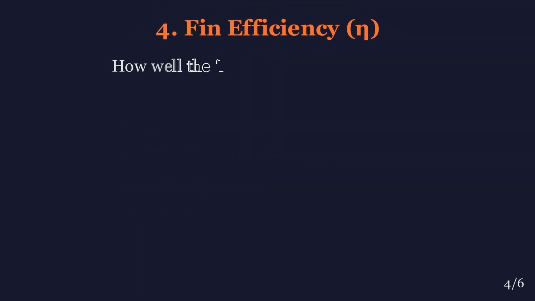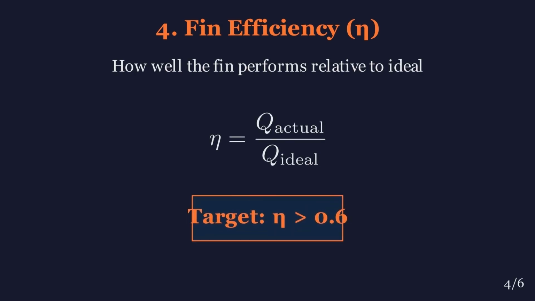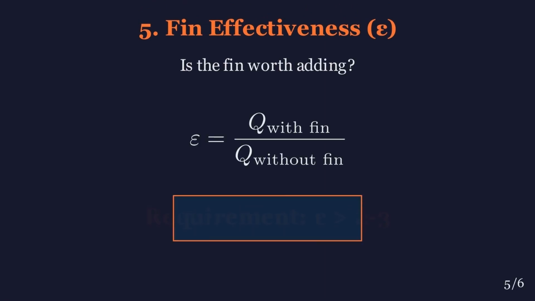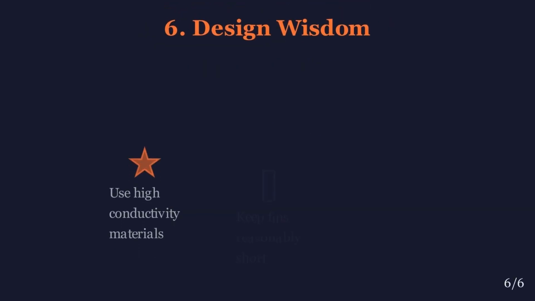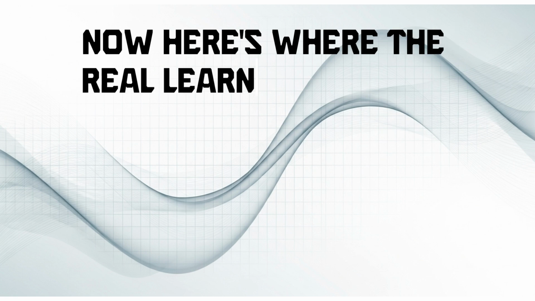4, fin efficiency tells you how well the fin performs relative to ideal, aim for η greater than 0.6. 5, fin effectiveness tells you if the fin is worth adding, need ε greater than 2 to 3. 6, design wisdom, use high conductivity materials, keep fins reasonably short, and remember, fins work best when convection coefficient is low.